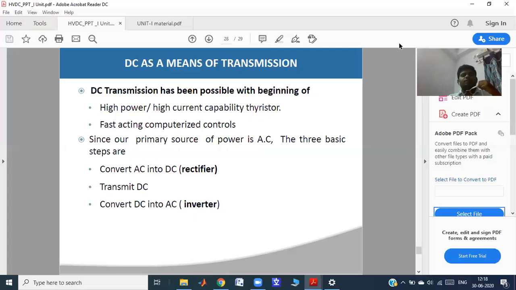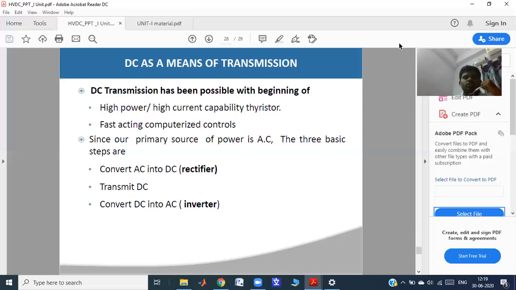DC transmission has been possible with the beginning of high power, high current capability of thyristor. Why? Because in DC transmission we are transmitting power at voltages of plus or minus 400 kV minimum. And fast acting computerized control strategic techniques are required for operating the thyristor valves.